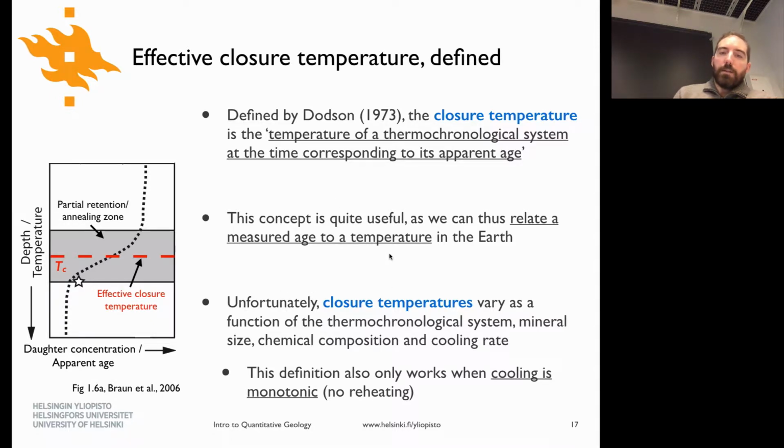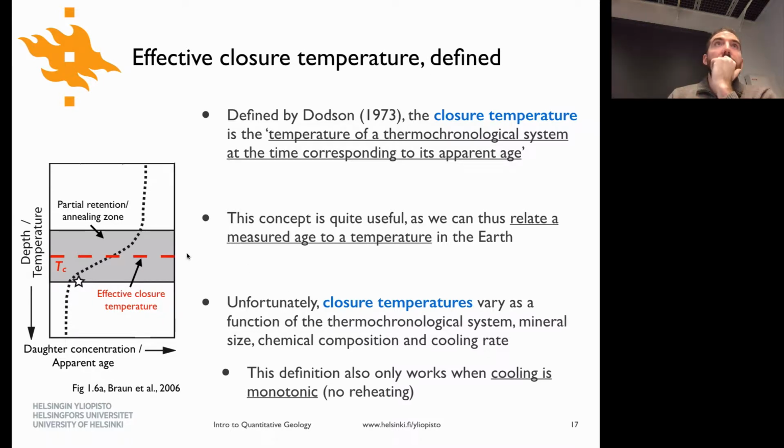And the useful thing about this is that if you have this temperature in mind at which the system closes, now you can start to relate your ages to some temperature in the Earth. And as I mentioned before, you can start to figure out where that temperature is and then calculate things like how long it took your mineral to come from that temperature up to the surface.